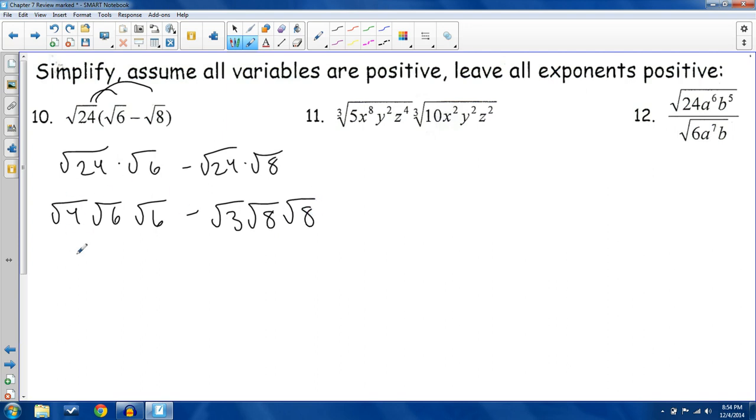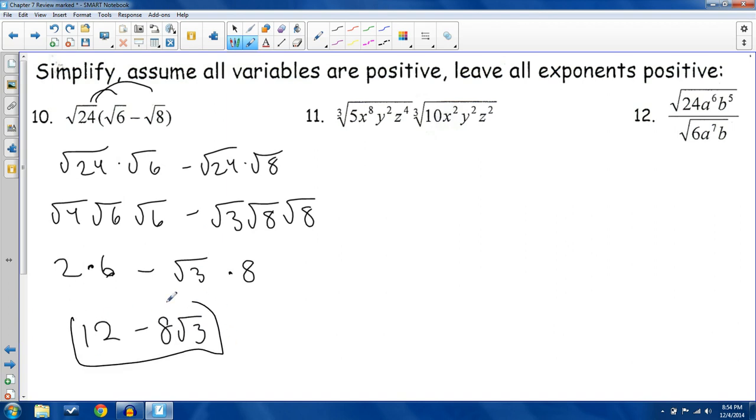Well, the square root of 4 is 2. The square root of 6 times the square root of 6, I don't have to break it apart any. That's 6 right there. So I've already done myself a service breaking it apart into something where I could go straight into it just like that. Square root of 3, I can't do anything about that. Shame. Square root of 8 times the square root of 8, though, is 8. So 2 times 6 is 12, and this is minus 8 root 3.